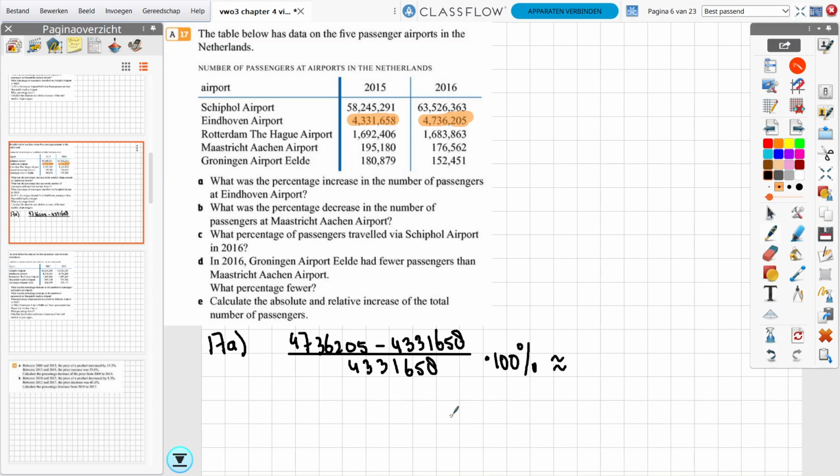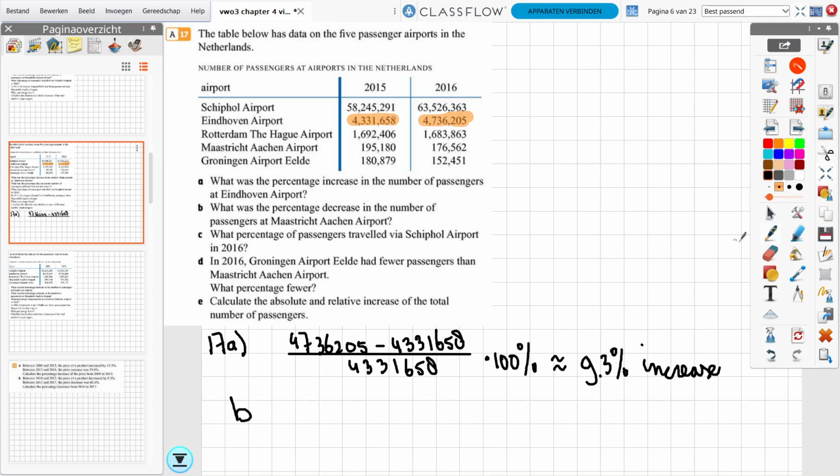If you do that, let's quickly check. I get approximately, and remember percentage is always rounded to one decimal point, 9.3%. And if you want to, you would say increased, and you immediately have the complete answer. Okay, so that's that economic formula: new minus old divided by old times 100%.